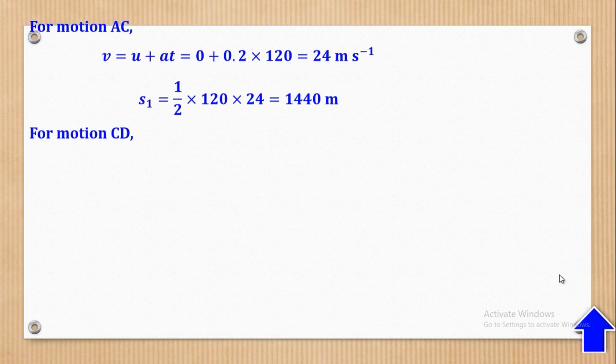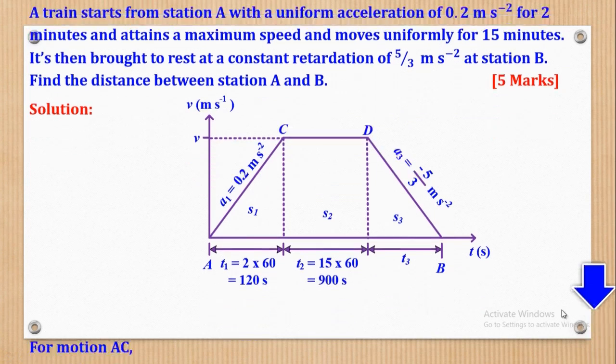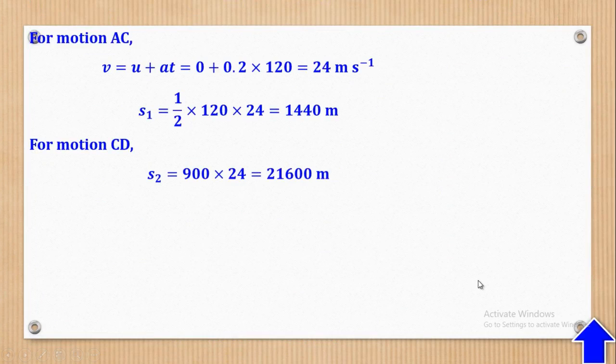Next, we shall now go to motion CD. Motion CD is a rectangle with area equal to 900 times the value of V, which is 24. When we multiply 900 by 24, we shall come up with 21,600 meters. I think we realize that now we use meters, because some students confuse it. Because we use the formula for area here, they usually write the unit for area as meters squared, but it's not correct. So it has to be meters. You have to remember that.